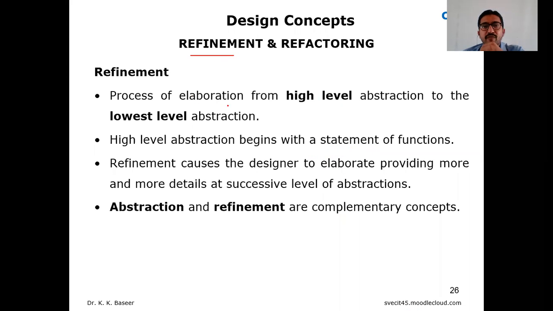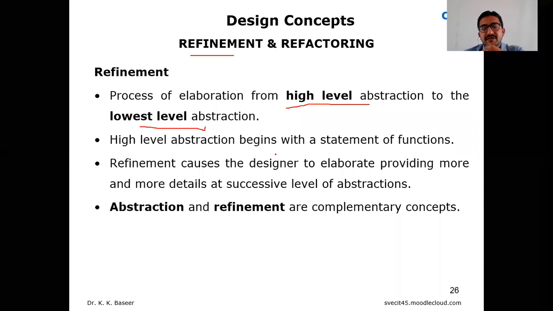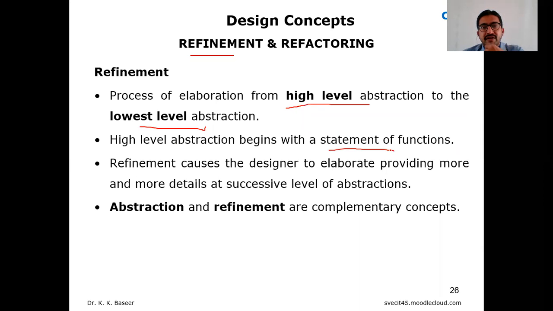So, the process of elaboration is from high level abstraction to low level abstraction. Refinement means we are coming back again, seeing from top to bottom, and any refinement, any changes is there. Now we can say refinement can be done in two levels: one is high level abstraction, another is lower level abstraction. High level abstraction, as we already discussed, gives only the high level details, that is, the statement of function.